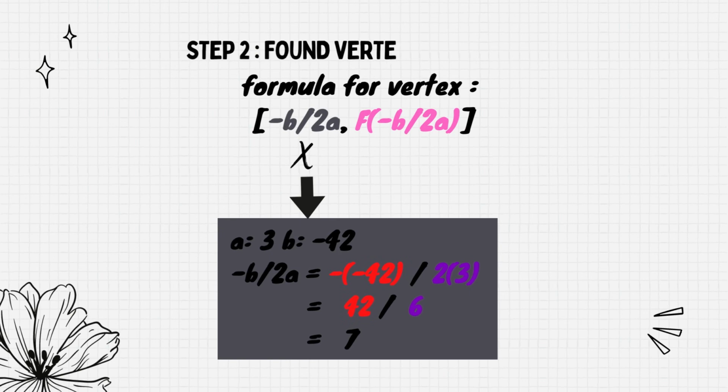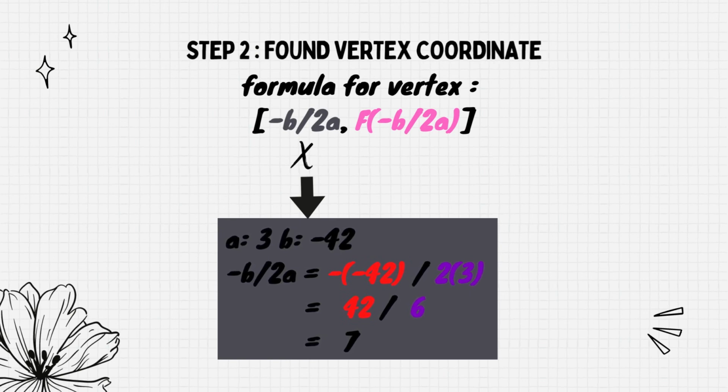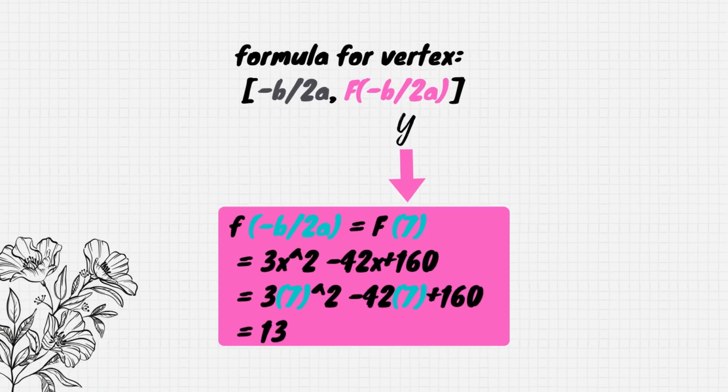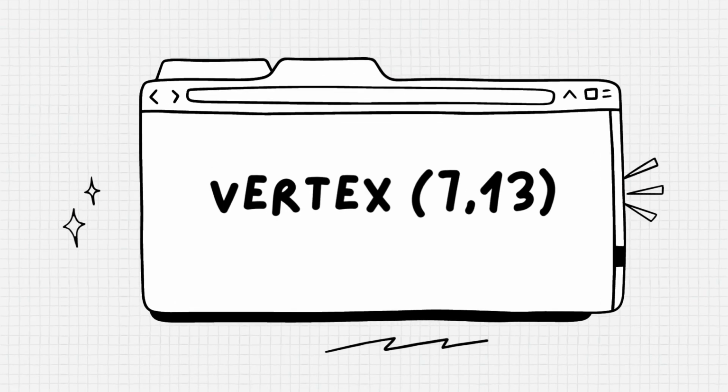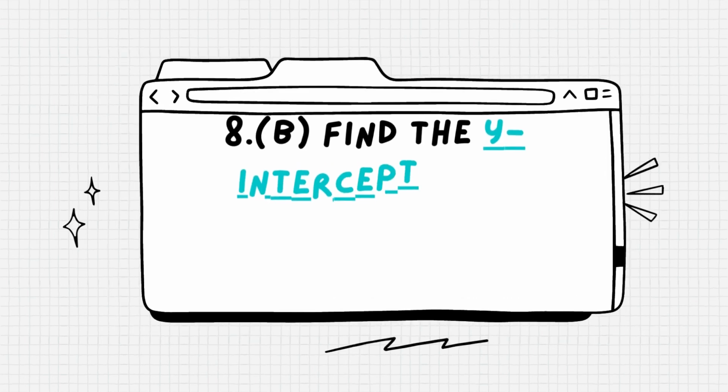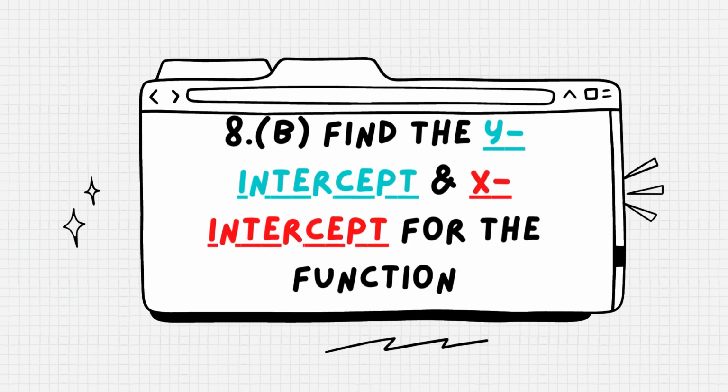After you get the values of a and b, you just replace them and you will get 7 for the x coordinate. After getting the x coordinate, we can replace x with 7 in the previous equation and you will get 13 for the y coordinate. So for the coordinate, x is 7 and y is 13.